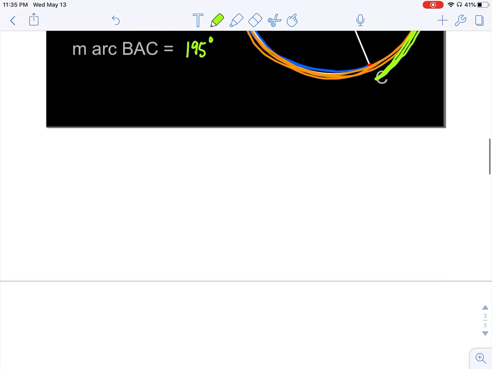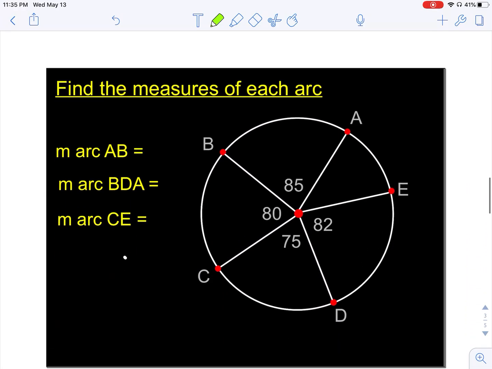The last little part for today will be: what if one is missing? We have one right here and it's missing. Well, they all have to add up to 360. So if I add all of those numbers together, 85 plus 80 plus 75 plus 82, the answer is 322.